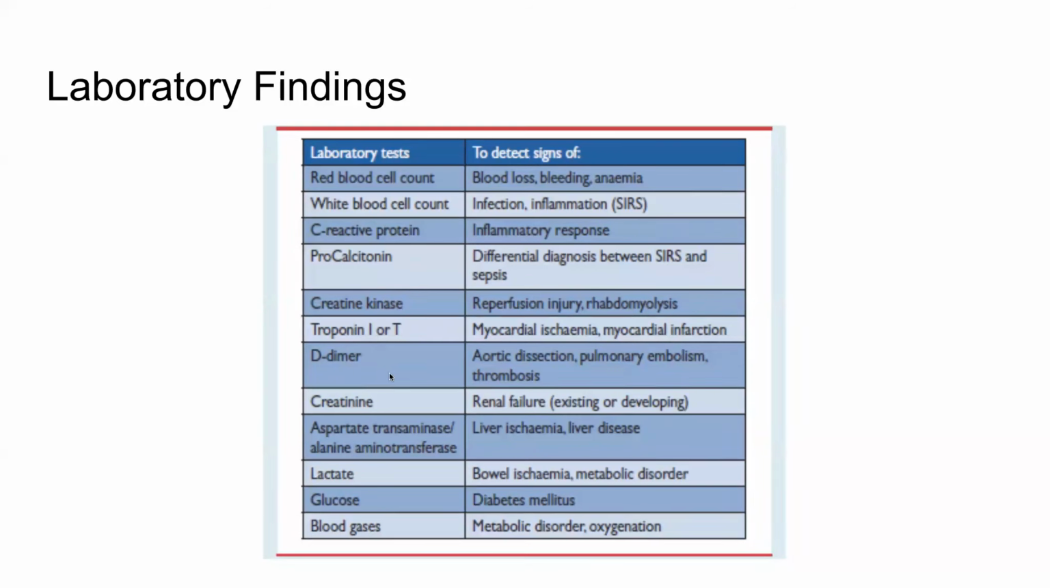D-dimer can be elevated, so it doesn't help you with the diagnosis of pulmonary embolism. Creatinine is important as you're going to do imaging. The liver enzymes, as they're involved, lactate for bowel ischemia, if you're looking for associated conditions, and the blood gas for severity. So laboratory investigations are not going to help you differentiate it from acute coronary syndrome and pulmonary embolism. Okay.